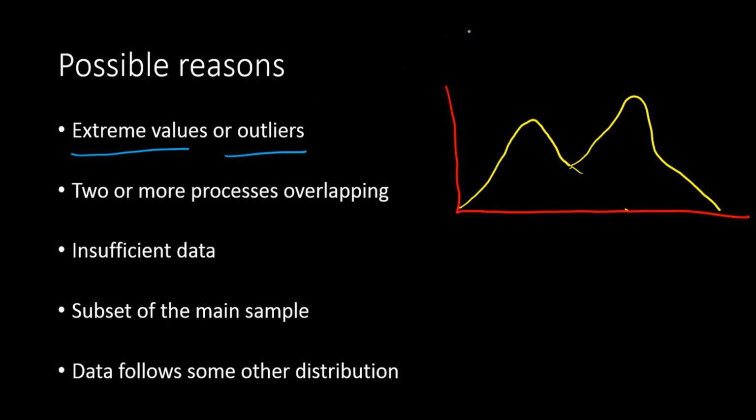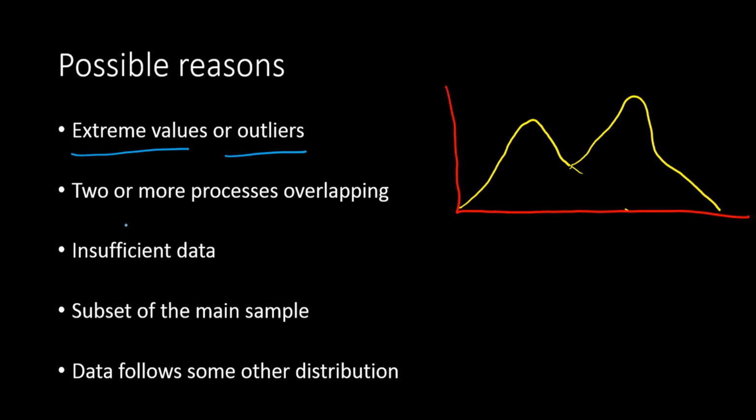Let's say you expect the income of a particular city to be normally distributed, but there are some people who are high net worth individuals. Okay, their income is very high. So when you plot them, they lie completely different from the entire population because they are outliers, extreme values. In that case, you will have this problem.